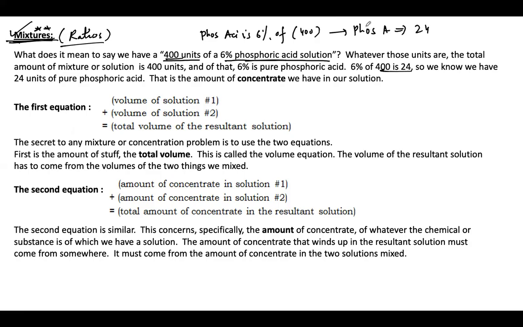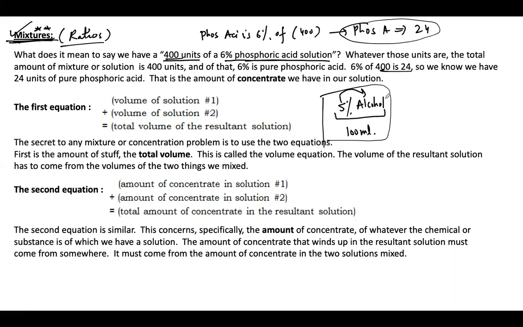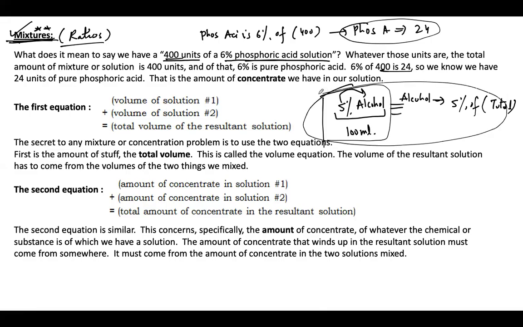24 units. So when I am saying I have, let's say, a 5% alcohol solution, what does it mean? Am I saying that 5% of alcohol? No, 5% of solution. If I'm saying 5% alcohol, this is just a way of saying that alcohol is 5% of the solution, or 5% of the total. Okay, don't get confused in this. And two things you need to keep in mind when you're solving mixture questions.